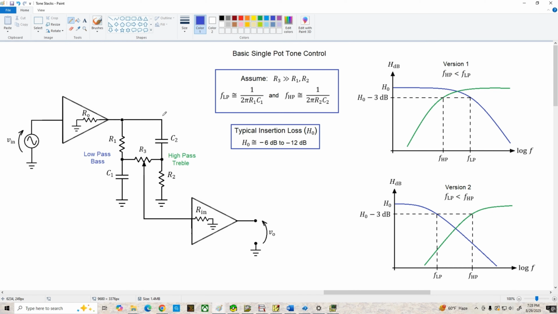And the typical insertion loss for this circuit is somewhere around 6 to 12 dB. It depends on RO and RN, but just an estimate is somewhere in this range.